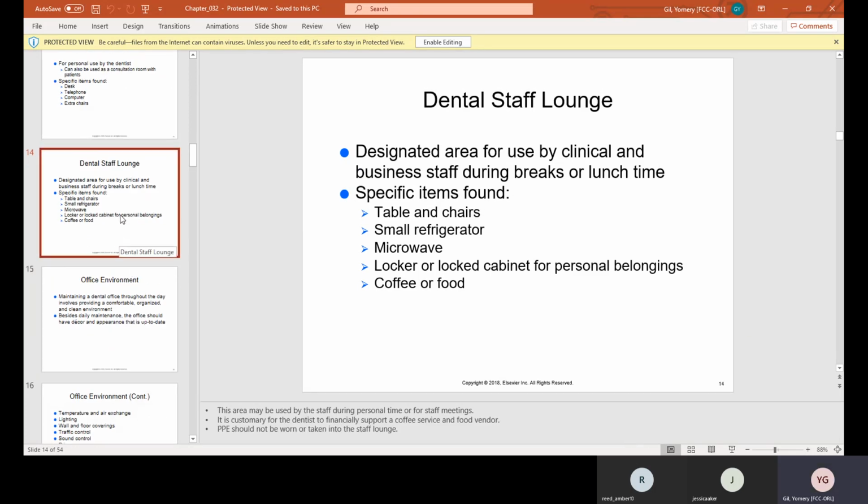The dental staff lounge is a designated area for use by clinical and business staff during breaks or lunchtime. Specific items found are tables and chairs, a small refrigerator, or it could just be a regular standard size refrigerator, a microwave, and lockers or a locked cabinet for personal belongings, coffee, or food. So that's basically the break room.